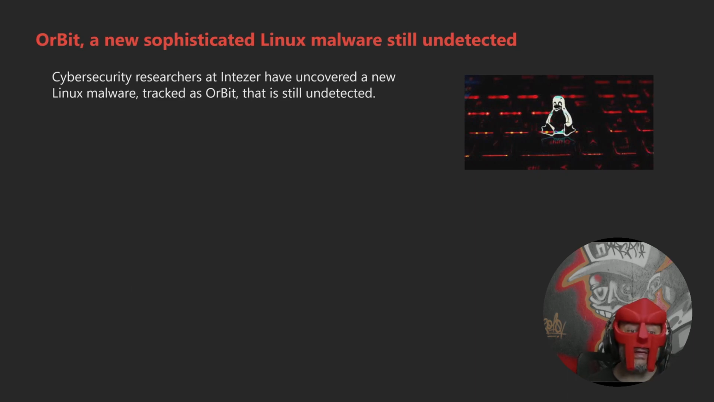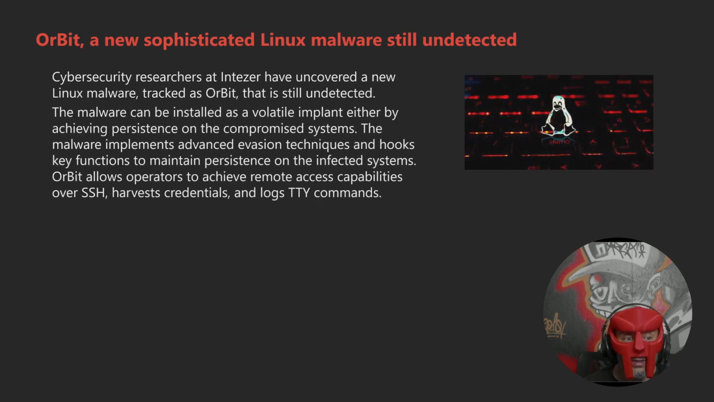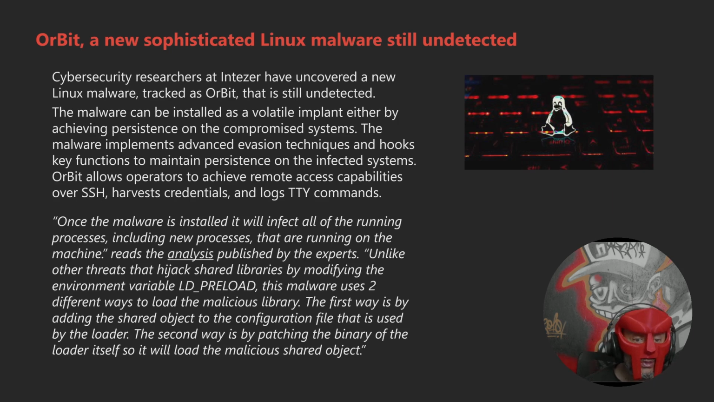Cybersecurity researchers at Intezer have uncovered a new Linux malware tracked as Orbit that is still undetected. The malware can be installed as a volatile implant or by achieving persistence on the compromised systems. The malware implements advanced evasion techniques and hooks key functions to maintain persistence on the infected systems. Orbit allows operators to achieve remote access capabilities over SSH, harvests credentials, and logs TTY commands.